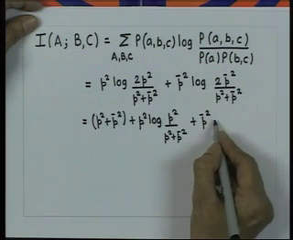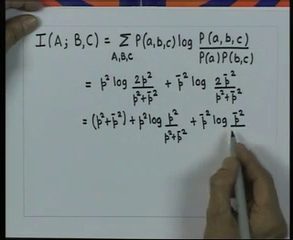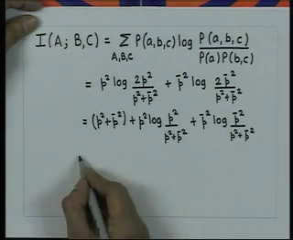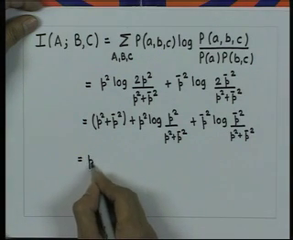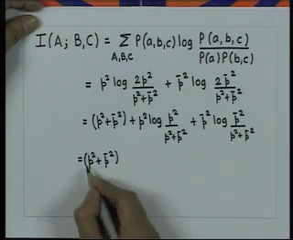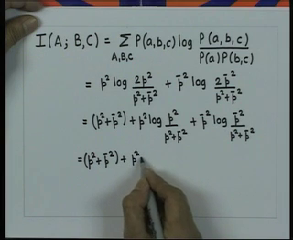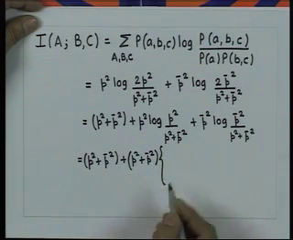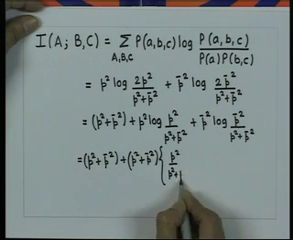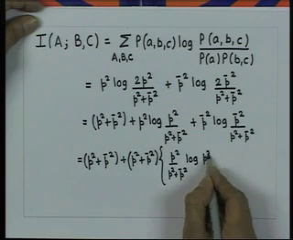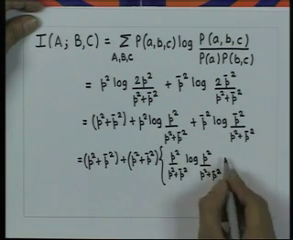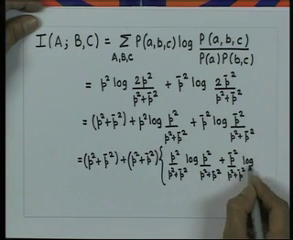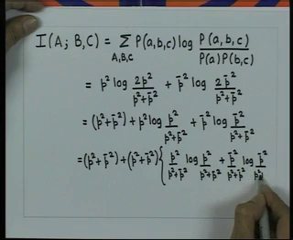Plus p bar squared log of p bar squared upon p squared plus p bar squared. Now, this quantity can be simplified as p squared upon p squared plus p bar squared log of p squared upon p squared plus p bar squared, plus p bar squared upon p squared plus p bar squared log of p bar squared upon p squared plus p bar squared.